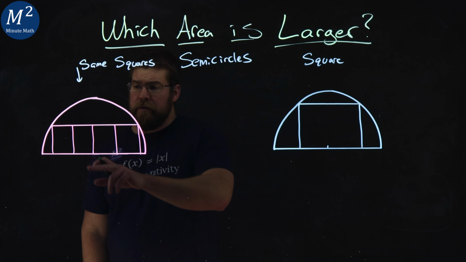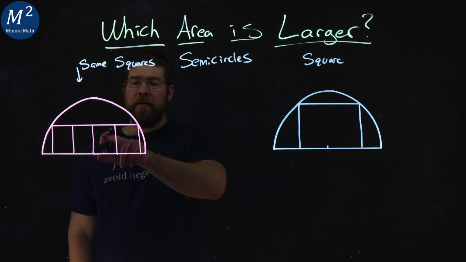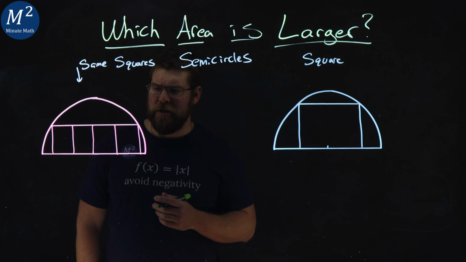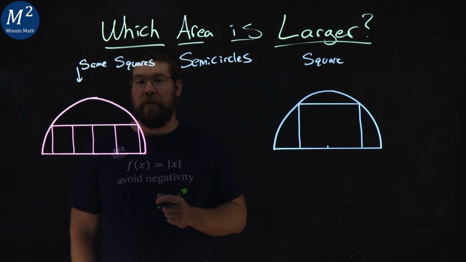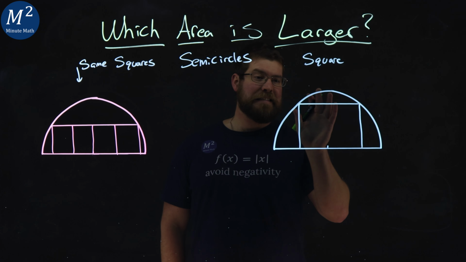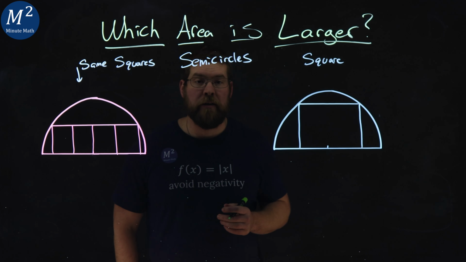The left shape here, the one that's in pink, each one of these are identical squares, not drawn to scale, but use your imagination. And they're inscribed within this semicircle. Same with this square. This is one big square and it's inscribed in that semicircle as well.